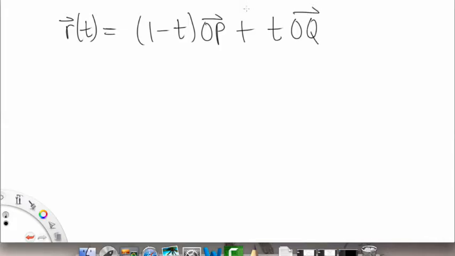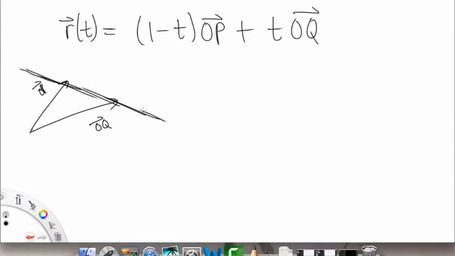So what this looks like is that you have OP here, okay, so this is like OP, and then we have an OQ, alright, so here's OQ, and then we have a line that goes through where they touch. So we have this line, and this is our R of T, okay? And so we have different cases, all right?